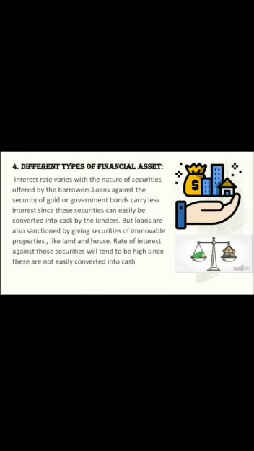Rate of interest against those securities will tend to be high since they are not easily converted into cash. Securities like gold and government bonds carry less interest because these can be easily converted into cash. But properties like land and house tend to have a high rate since they cannot be easily converted into cash. And yes, because of these changes in financial assets, the interest rate differs in different markets.